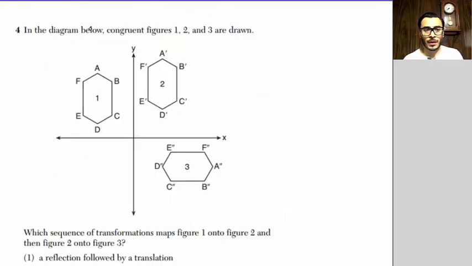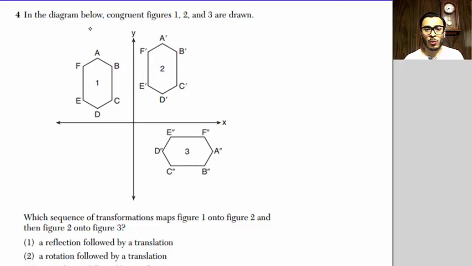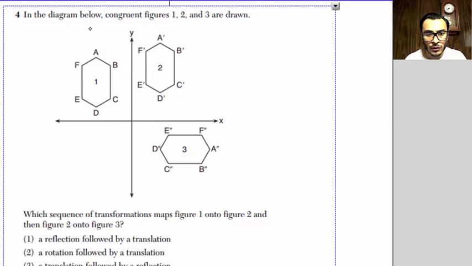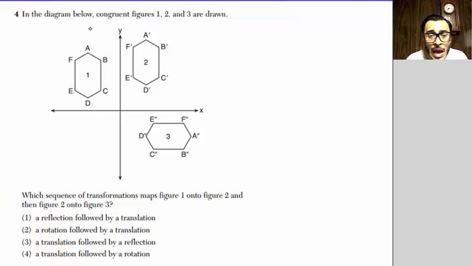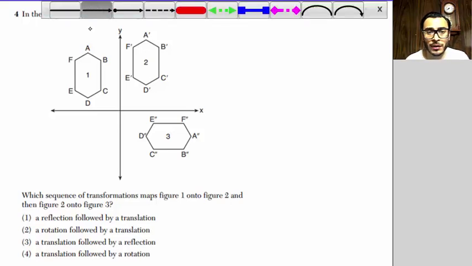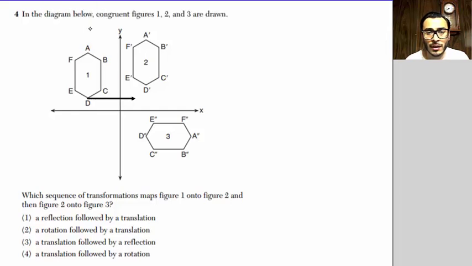Let's go to number 4. It says, in the diagram below, congruent figures 1, 2, and 3 are drawn. Which sequence of transformations maps figure 1 onto figure 2 and then onto figure 3? So what I'm going to do for this one is first analyze figure 1 and figure 2. And as you could see, we go from figure 1 to figure 2 by translating, right? This figure, we just slid it to the right, and then we slid it up to get figure 2.